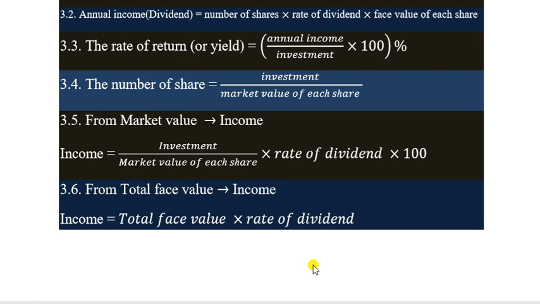Remember that. Now I am going to see the next formula, that is from total face value we have to find out income. First market value to income, now total face value to income. So total face value to income is total face value into rate of dividend.